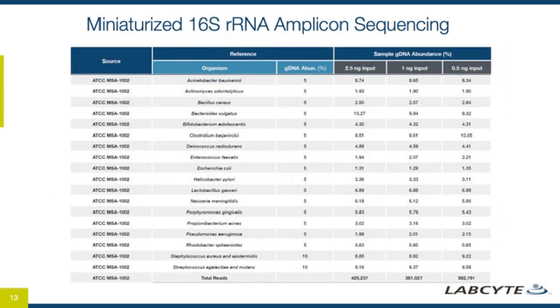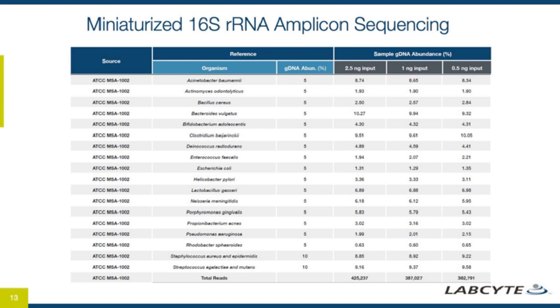Okay, moving on to the next slide. Here we have lots of data from ATCC. These are the 20 strains that are available. And same setup, you'll see the organisms and the gDNA abundance is what is given to us from the manufacturer. And on the right-hand side, we've tested our 1 to 10 miniaturized reactions with decreasing amounts of input DNA.